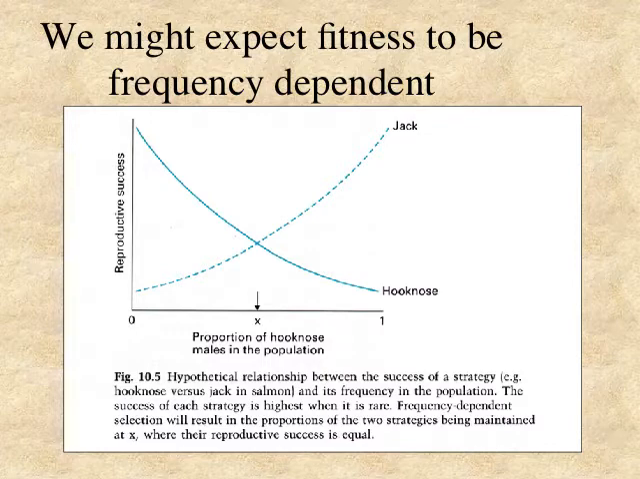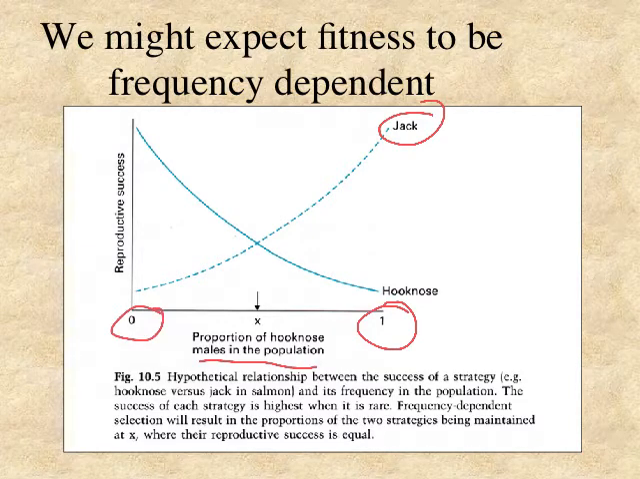Like other ESS kinds of models that you've looked at, we might expect fitness to be frequency dependent. So if the proportion of hook-nosed males in the population is 100%, then we expect jacks to do really well. And if the proportion of hook-nosed males in the population is low, then we expect them to do well. So both of these strategies should do better when it's below its equilibrium level in the population. And that's just because if everybody's a hook nose and fighting, then the sneakers have an easy time getting in there and getting some fertilizations.